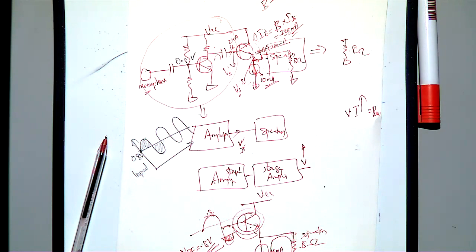Then people came up with the idea of the push-pull amplifier. So that is called a class B. So push-pull, so you can understand this. Here is an interesting way it is operating.